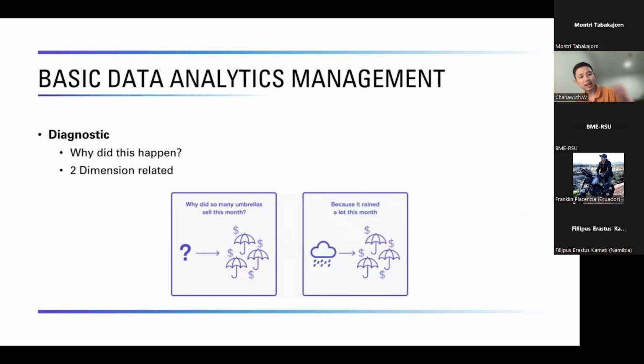And if you move up in the maturity of data analytics to the diagnostic type, you should relate two dimensions of the data, and ask why did this happen? For example, this month the umbrella has many sales, and why? You have the data of weather. Okay, it's related because it rained a lot this month, and our umbrella sold a lot this month. It's two dimensions. Take it easy in diagnostic, like time and your output.